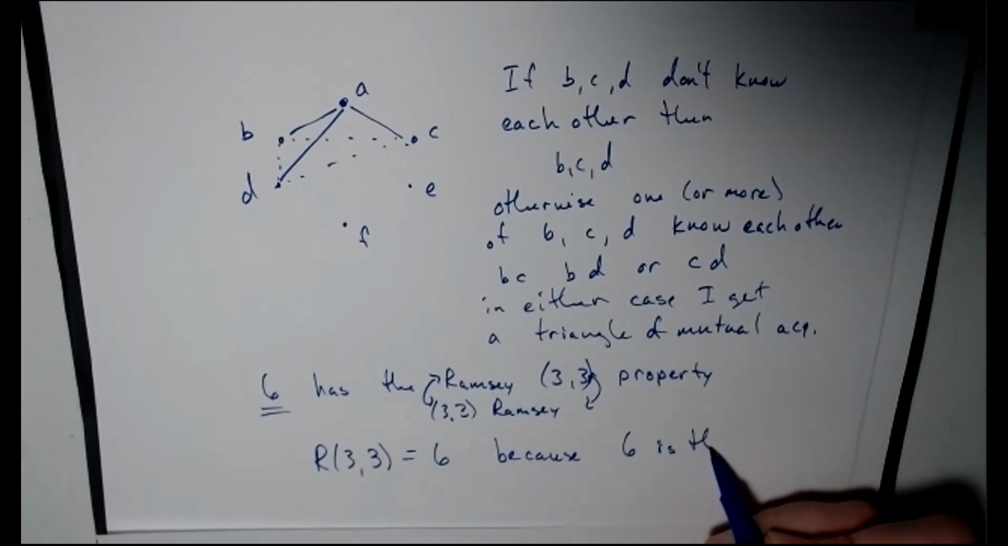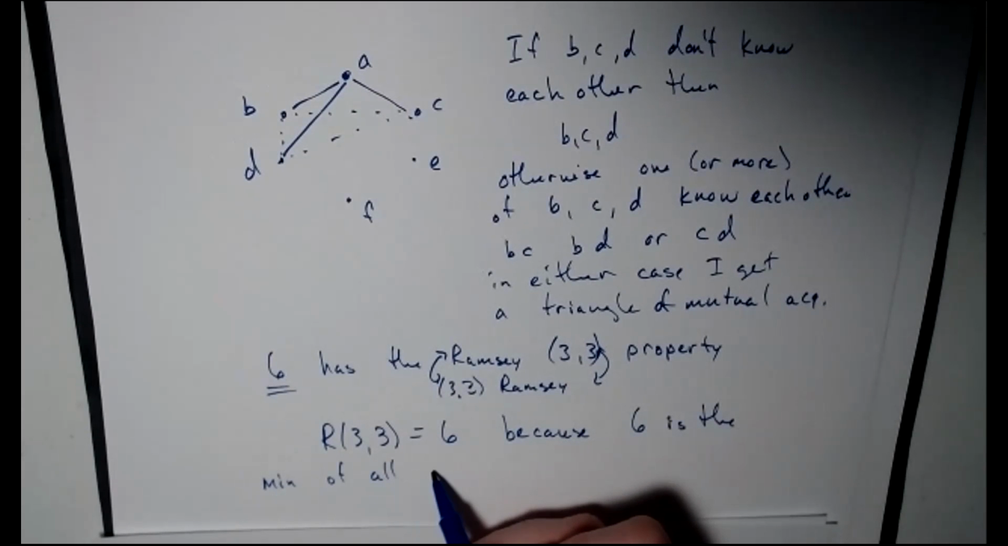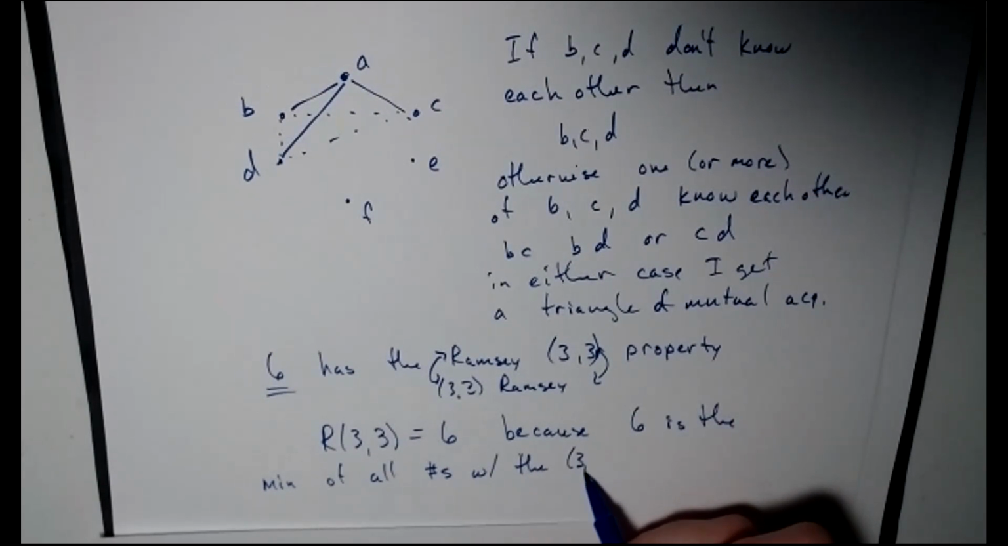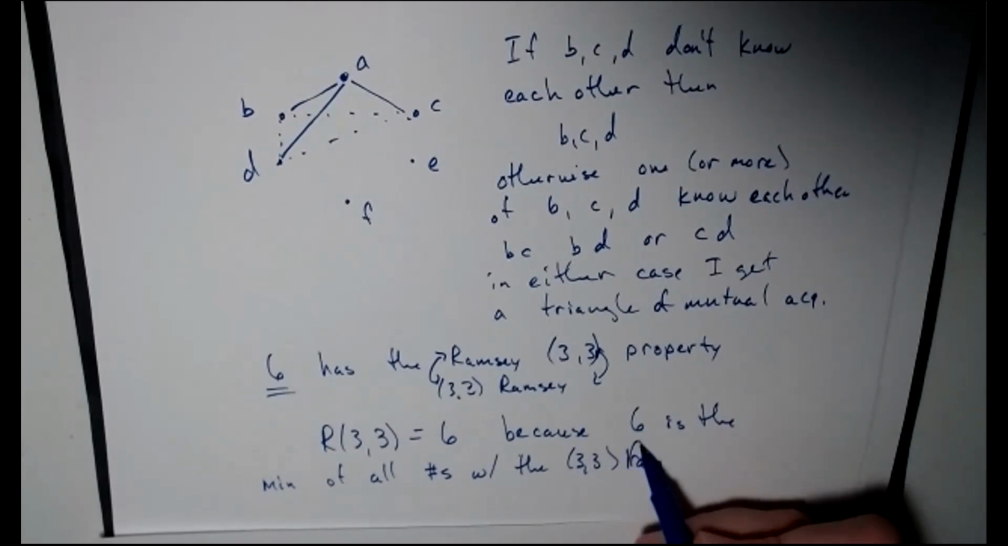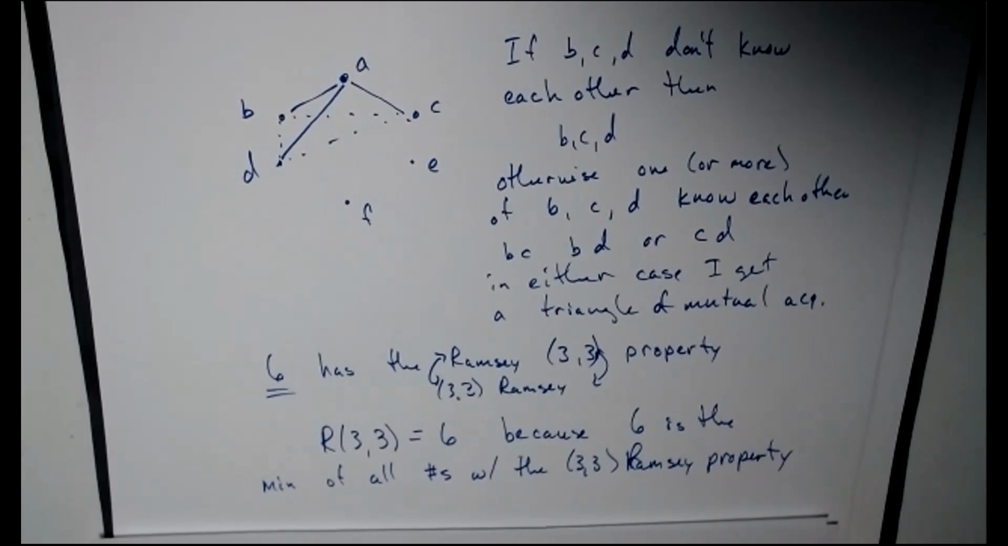6 is the minimum of all numbers with the 3-3 Ramsey property. That should be capitalized. So that's making 2 claims there. First, that 6 has the Ramsey 3-3 property. Yeah, it's at least 3.